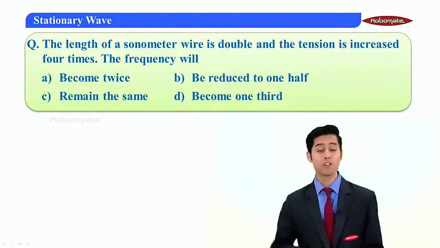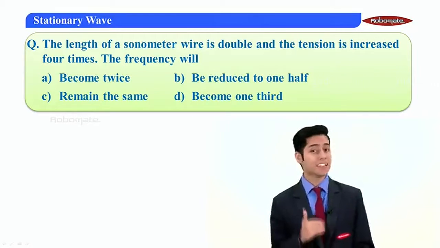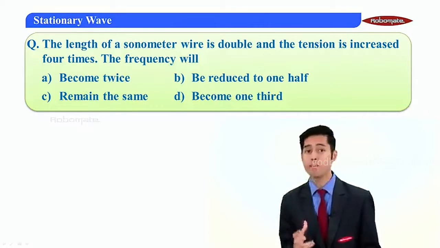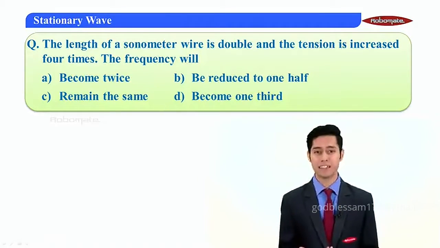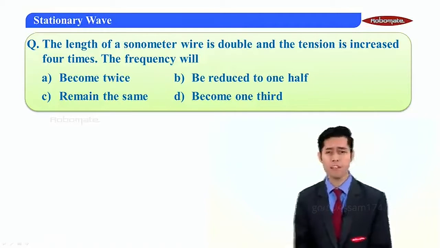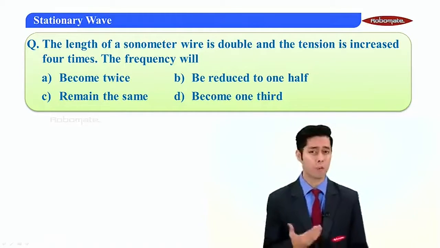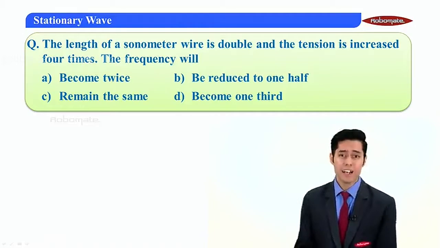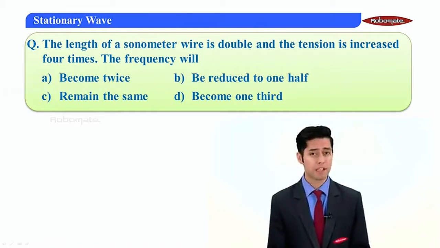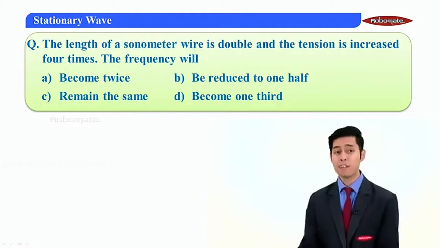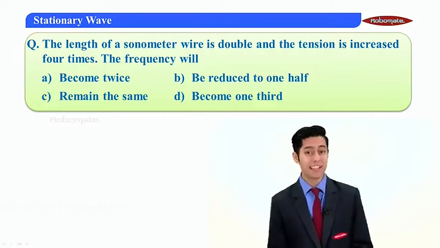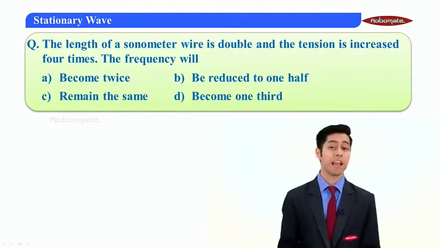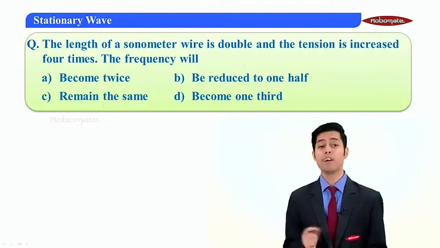Now length of the sonometer wire is doubled and tension is increased 4 times. What will be the frequency? Now frequency has been given few options. Let us see what are the options given. Option A says it will become twice. Option B says it will be reduced to 1/2. Option C says it will remain the same. And option D says it will become 1/3.